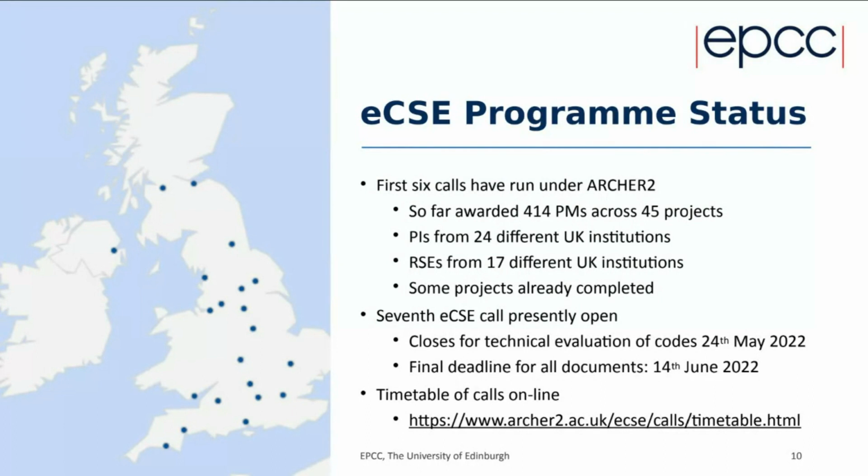So the 7th eCSE call is presently open. It closes for technical evaluation of codes on the 24th of May. And then the final deadline for documents is on the 14th of June. I'll go through that 2-stage process in a few minutes. But if you go on to the ARCHER2 website, you will see a timetable of all calls. That includes all the calls we've had so far, and the present one and the next one, and we will add some more. But you can see that it's a regular timetable across the year, so you can work out when the next one's going to be from that.